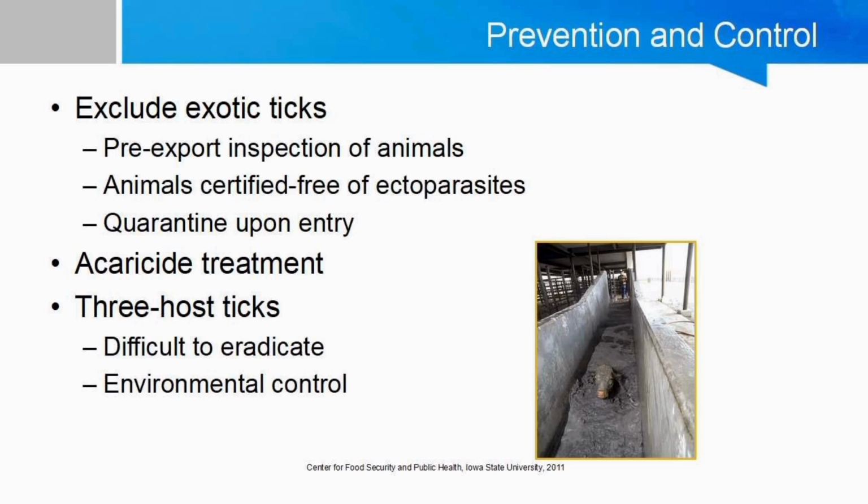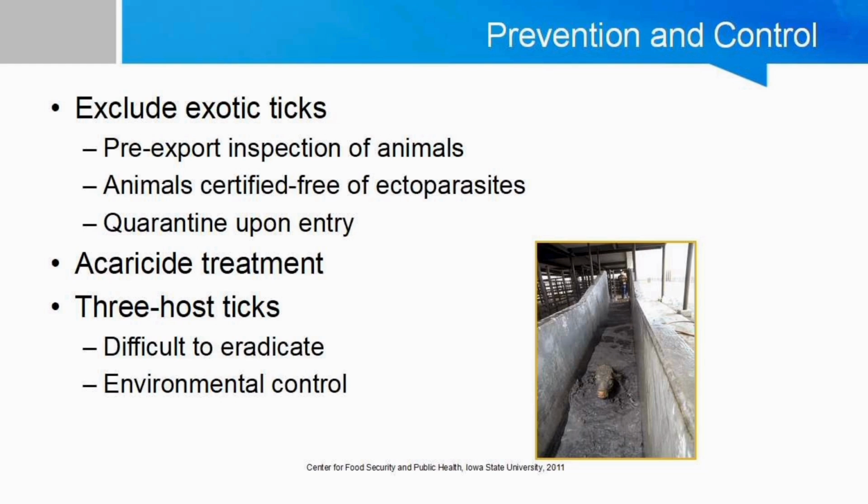Measures that are used to exclude exotic ticks from a country include pre-export inspection and certification that the animals are free of ectoparasites, quarantine upon entry, and treatment with acaricides. In countries where Amblyomma hebraeum is already present, acaricides can eliminate the ticks from the animal, but do not prevent reinfestation and must be repeated periodically.